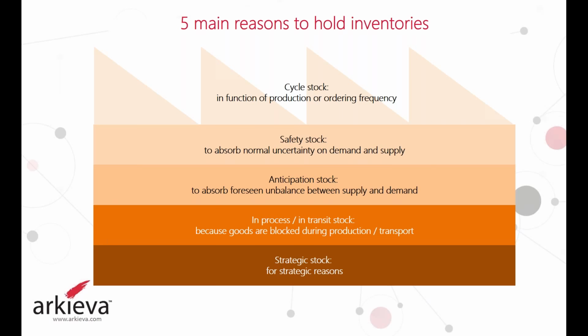We'll get through these in some amount of detail, so let me just list them really quickly. We might have strategic stock, we might have in-transit or in-process stock, we might have some anticipation stock in terms of building something up to foresee the lack of balance between supply and demand, and we might have some safety stocks to absorb any kind of variability in demand as well as in supply. And then, of course, we'll have some cycle stock to cover for any kind of cycles that we might have in our production or in our ordering process.